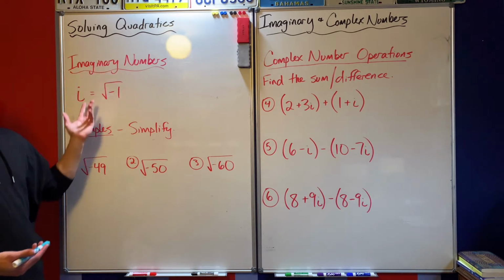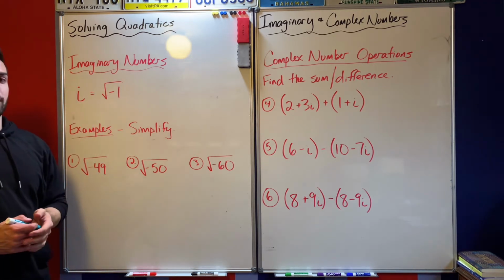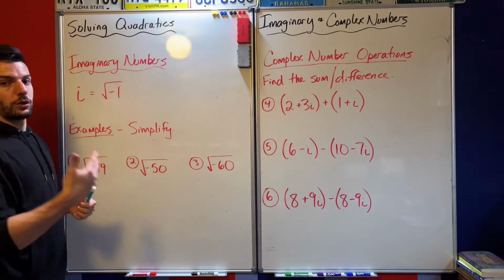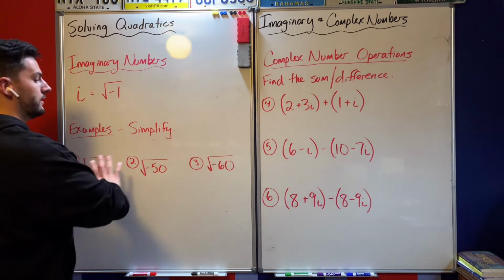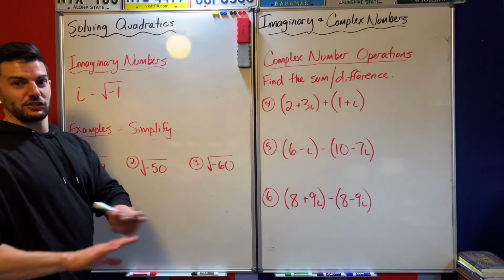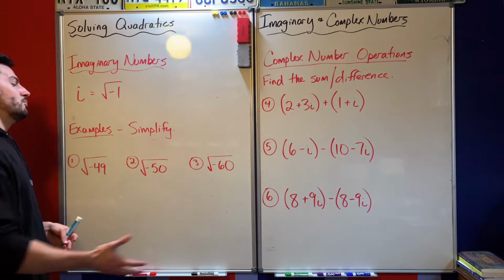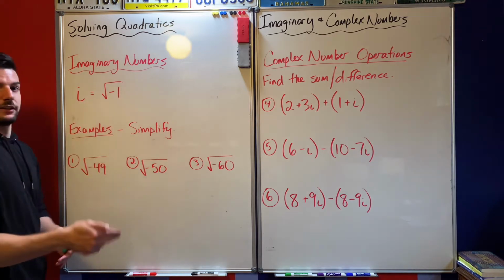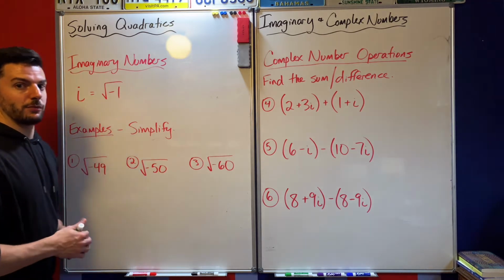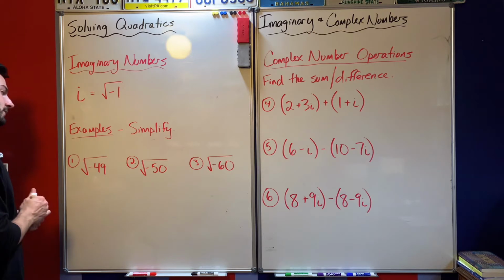But by using imaginary numbers like i, we can move forward and simplify these negative radicals that normally we would just have to stop at and say, I can't simplify that any further, it's negative. When I bring in the imaginary number, it allows me to move forward with the problem and simplify it a little bit more.